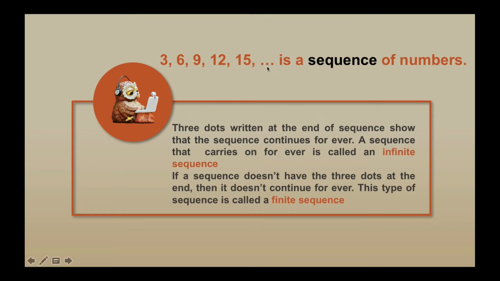3 dots written at the end of a sequence show that the sequence continues forever. A sequence that carries on forever is called an infinite sequence. If a sequence doesn't have the 3 dots at the end, then it doesn't continue forever. This type of sequence is called a finite sequence.